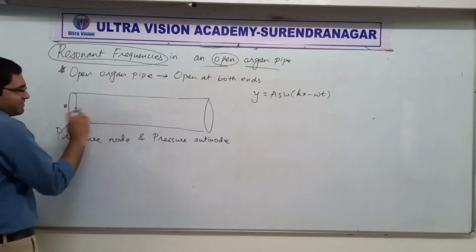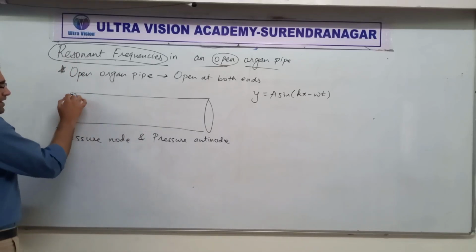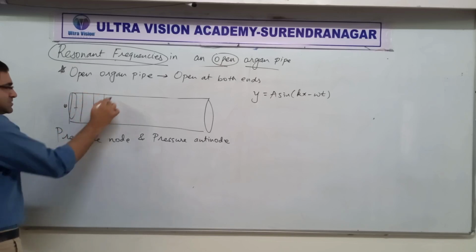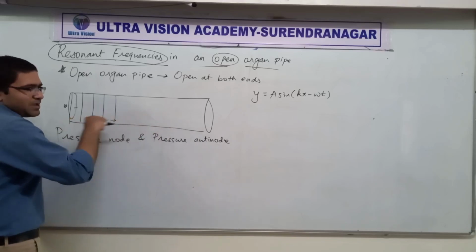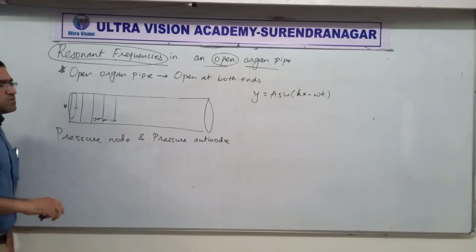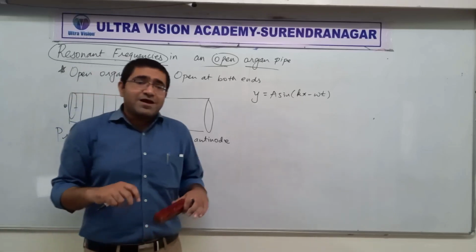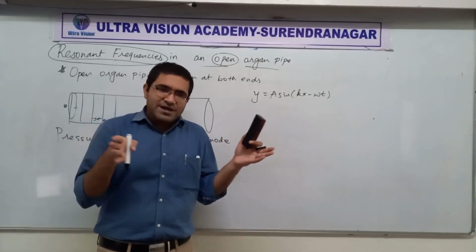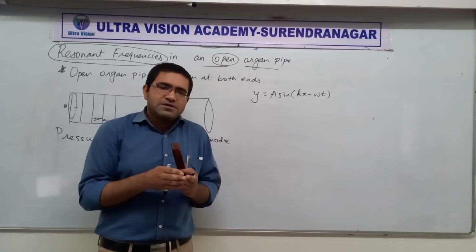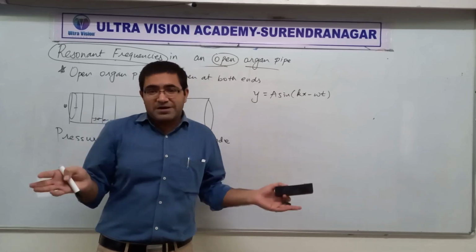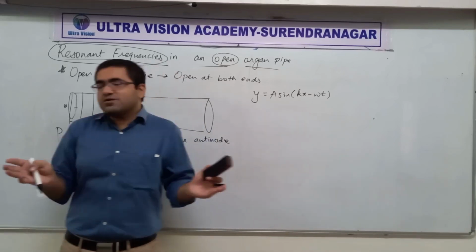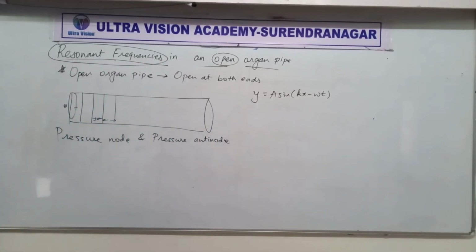Similarly, listen to this carefully. For a longitudinal wave like sound in air, there are alternate regions where there is expansion and where there is compression. I hope you remember that. Obviously, where the pressure is more, the air gets compressed. Where the pressure is less, the air expands.